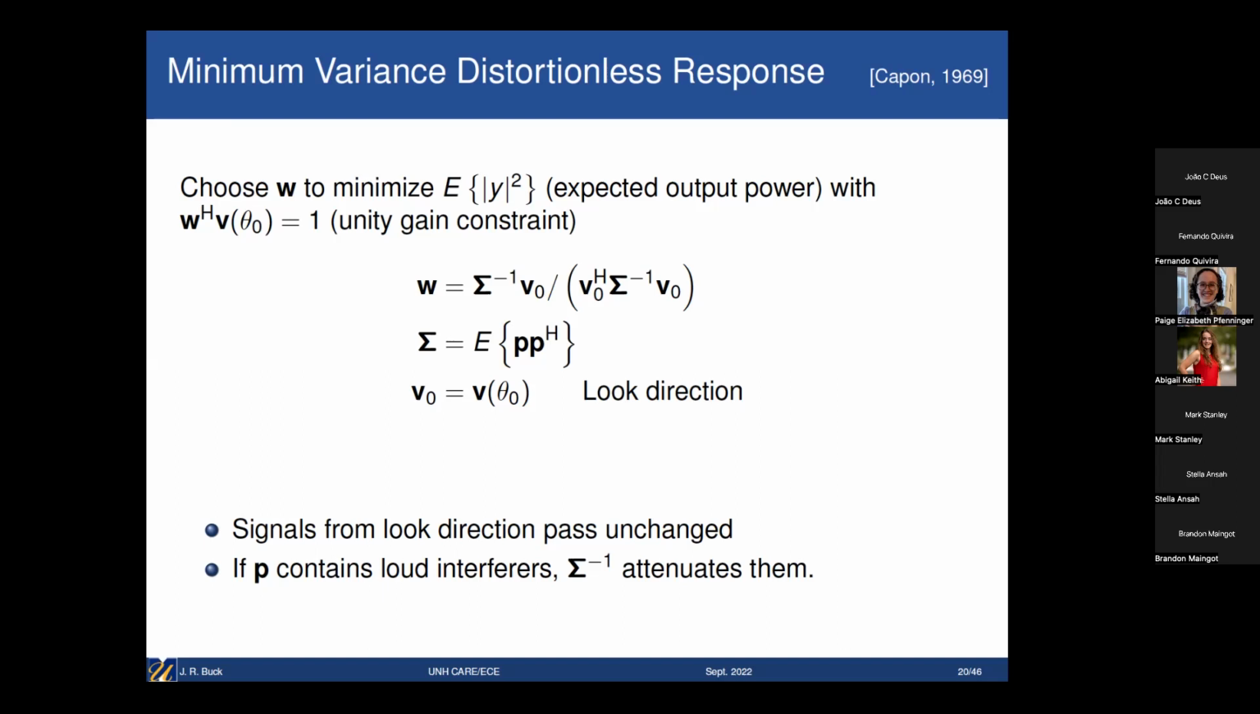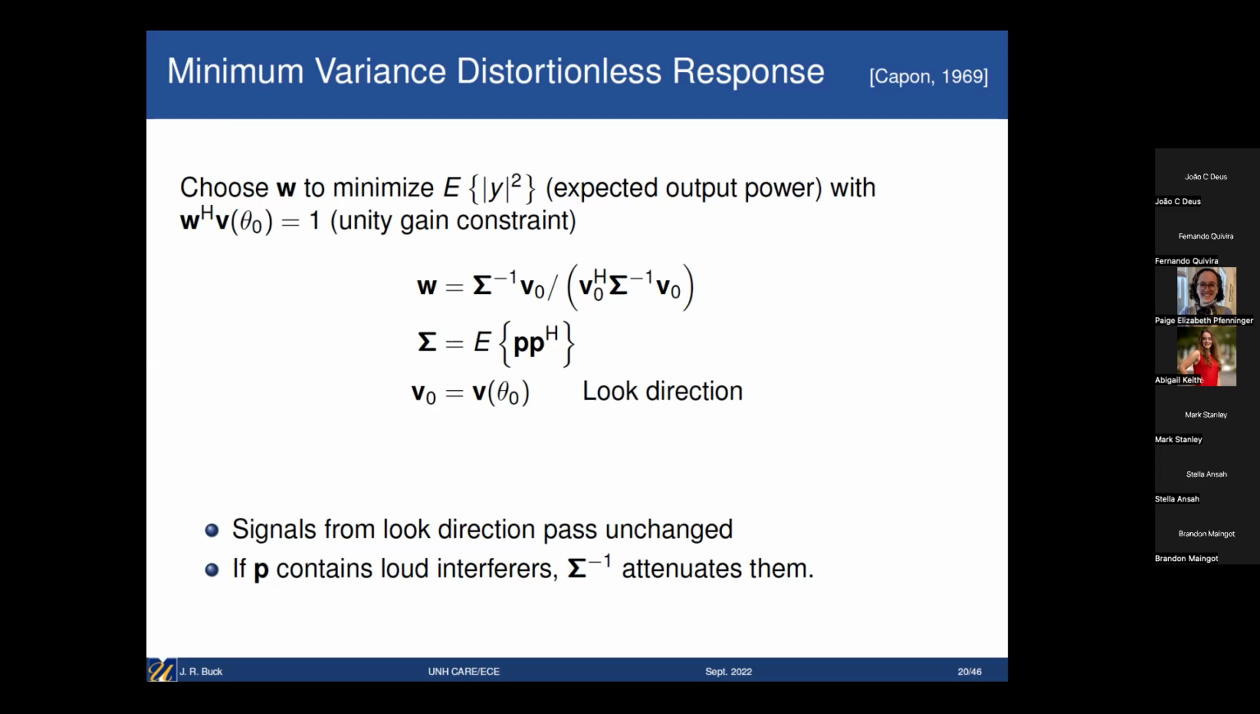But anyways, the goal here is to choose the array weights that minimize the expected output power while still keeping the gain of 1 in the look direction, right? So I want to figure out what set of array weights I can make so my gain listening to Shad is still 1, but I'm minimizing all the other power, right? So that means whether it's loud interferers or just the reverb in the room or background noise, I'm using the weights the best I can to solve that constrained optimization with a Lagrange multiplier.